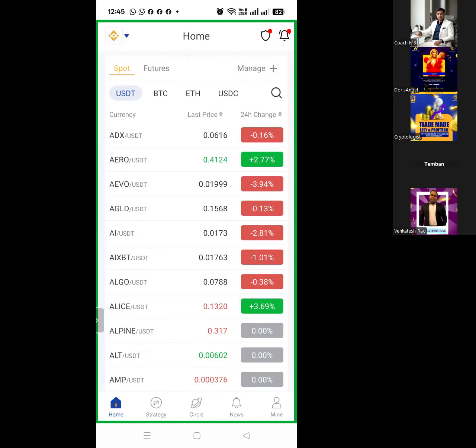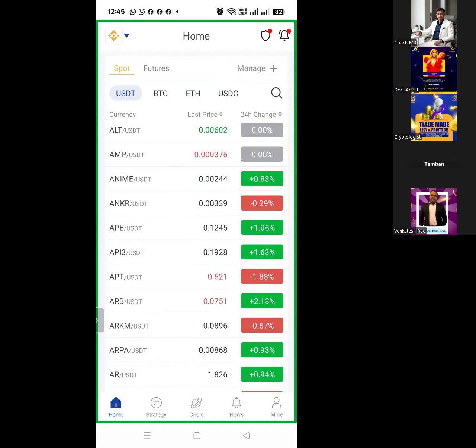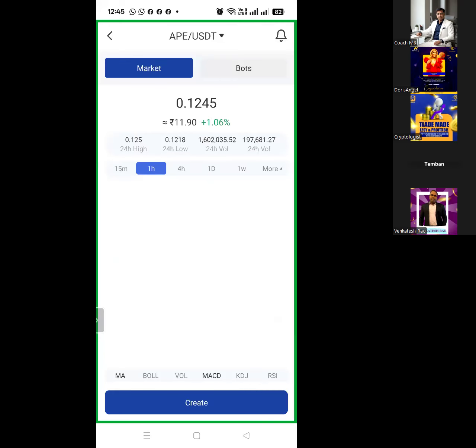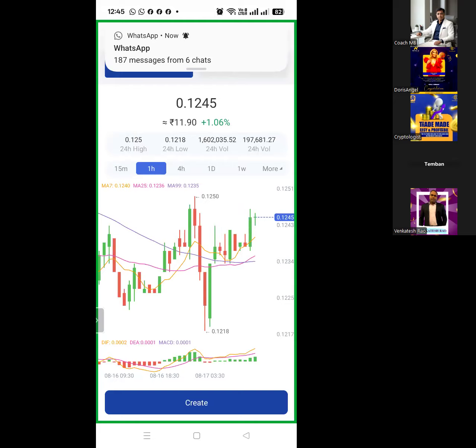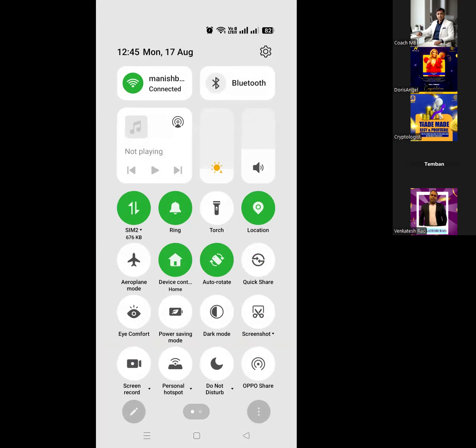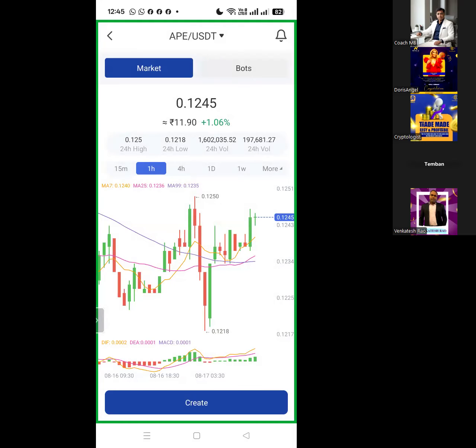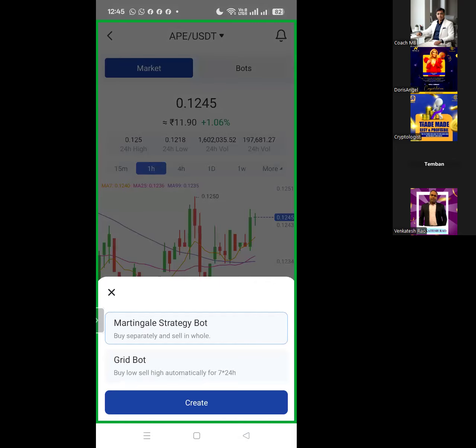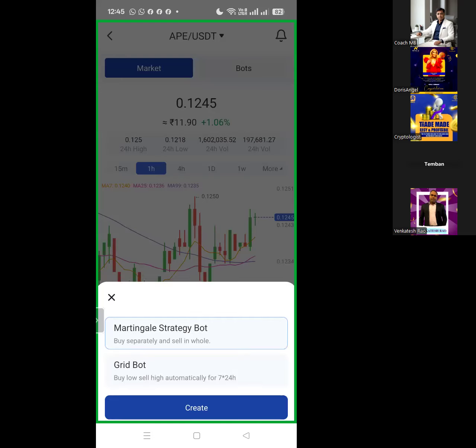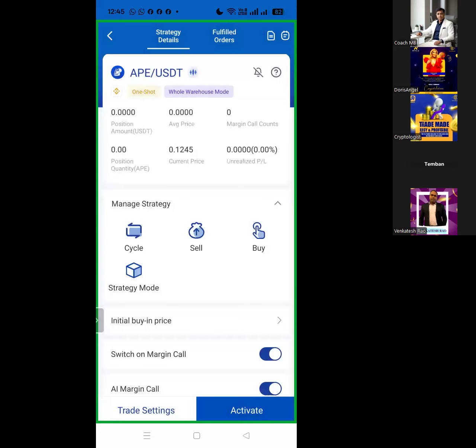if you want. So what all we see, I explained in the previous session, in the last Monday session, when we open any coin, any trade that we open, and we click on create at the bottom, right? And we select a Martingale strategy bot, and we also have a grid bot that we will cover in the later sessions. So let's start now with Martingale strategy bot.